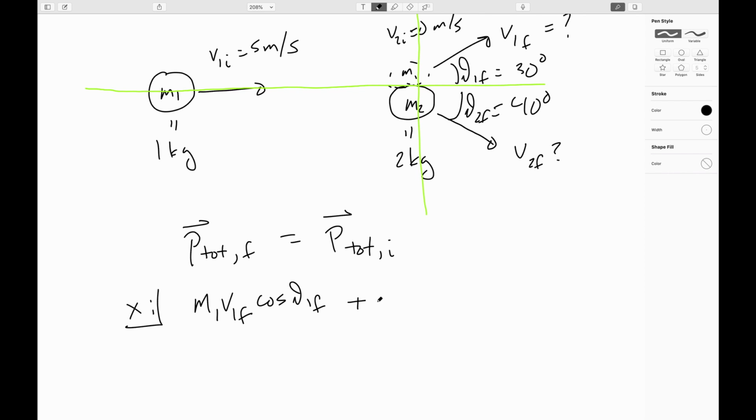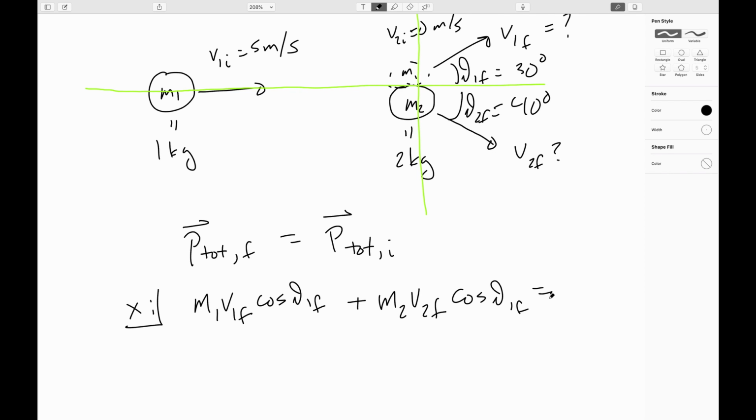Same kind of logic here. The total momentum of object 2 would be m2 v2 final. But we just want the x component. And again, the x component is going to be this piece right here, which is going to, again, be the adjacent leg, giving me a cosine of theta 2 final.